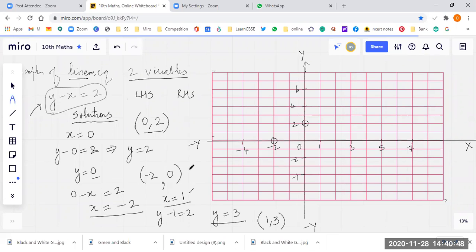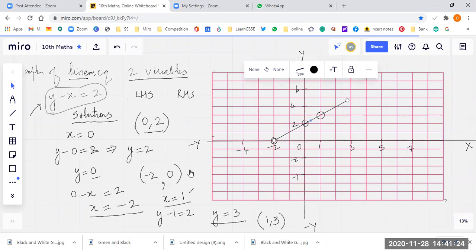I will plot that. And I will tell you some interesting thing when I plot this 1 and 3. This is 1 and this is 3. Can you observe, students, that all these 3 points look like they are on a straight line? There are a lot of things you can learn from this. What are those things? I will tell you. First, let me draw the line. Okay, so this is the line. I've drawn the line.